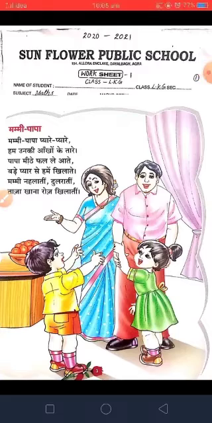I hope you liked this worksheet. This is our Maths first worksheet. In this worksheet, I will teach you how to count and match.